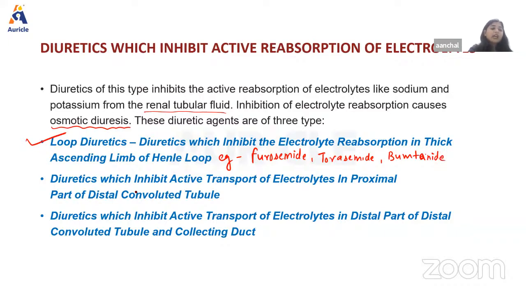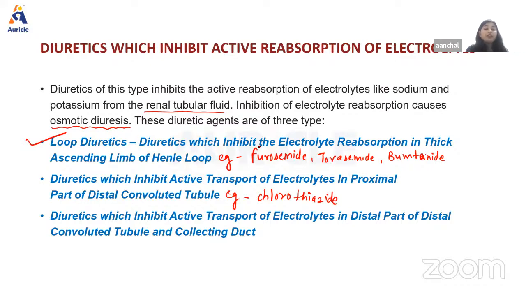Now, the next we have diuretics which inhibit active transport of electrolytes in the PCT, part of the distal convoluted tubule. So diuretics of this type inhibit sodium reabsorption in the distal convoluted tubule, and these diuretics are usually called thiazide and related diuretics, and the example we have is chlorothiazide. Okay, so this is the example of these diuretics which inhibit active reabsorption of electrolytes in the distal convoluted tubule.